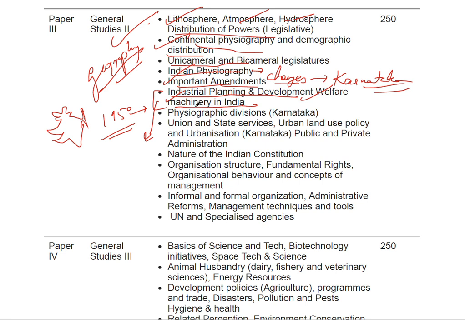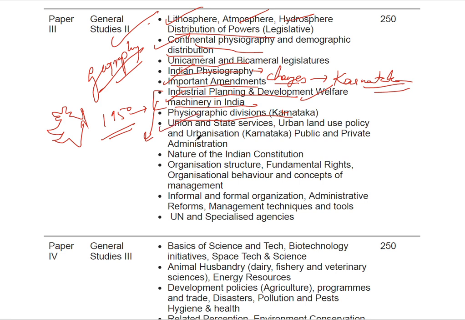Very important. Next one, physiographic divisions of Karnataka. What are the different physiographic divisions of Karnataka? North Karnataka, South Karnataka. In that you also have the Dharwad Plateau, and so on. Different kinds of rocks we have, a granitic base is there. We will be studying that in these physiographic divisions.